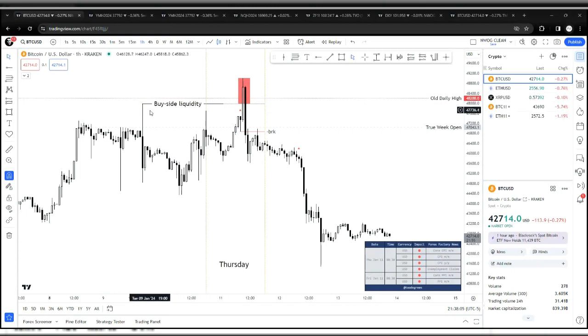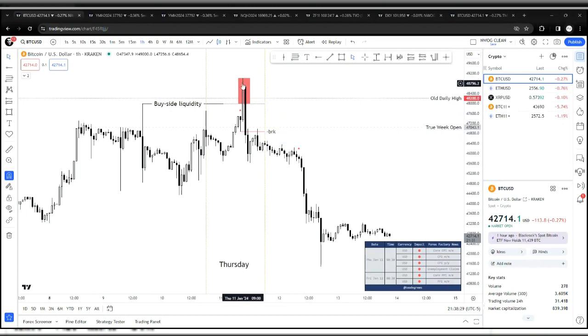Price swept buy side liquidity on the current time frame, which is the 1 hour time frame. It tagged an old daily high, which is a higher time frame PD array in itself, and it shifted market structure. So after price shifted market structure right here, that's when the change in the state of delivery took place.